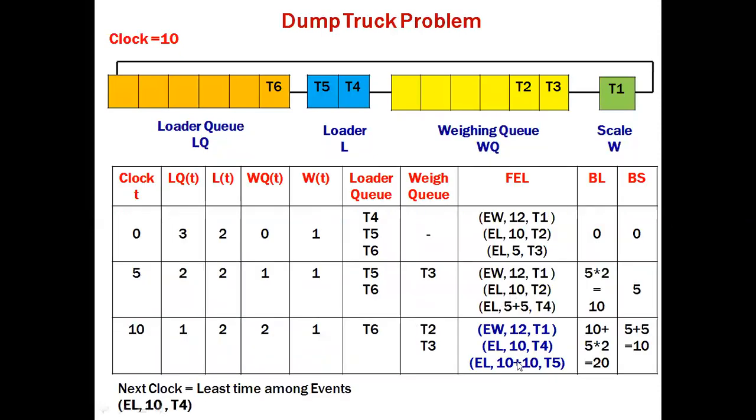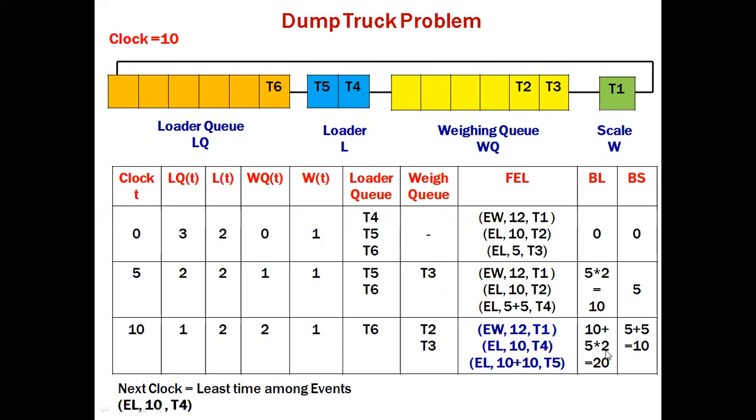So the new events we have accordingly: one value on the loader queue, two on the loader, two on the weighing queue, then one on the weighing scale. Then T6 is the only one on the loader queue. Then on the weighing queue, we have T2 and T3. And remember, the loader queue and weighing queue we don't take for future events. So we will get the new values like this. And then between 5 and 10, is the loader busy? Yes. So what you have to do is take the previous value 10 plus 10 minus 5 is 5.